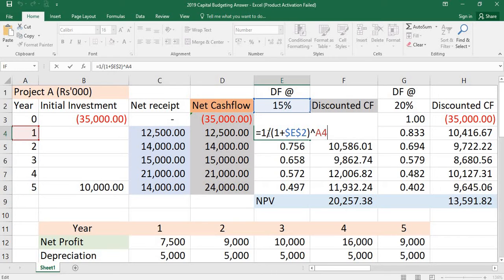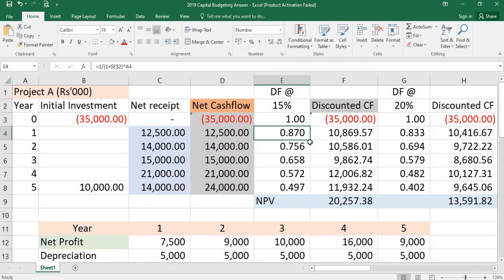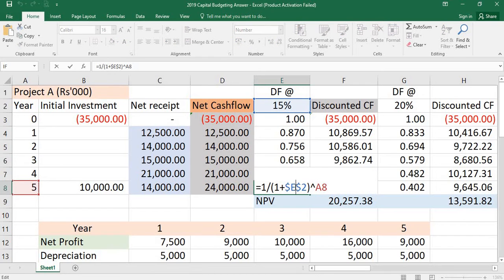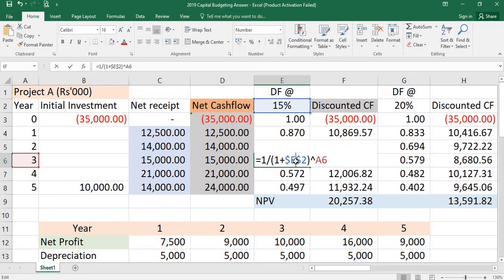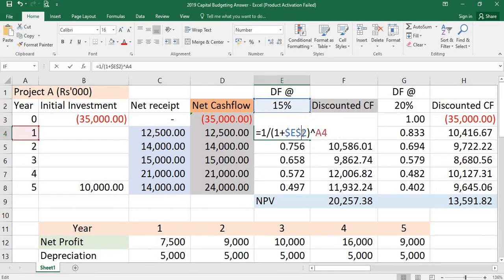You can use the table, or otherwise you can use 1 over (1 plus r) to the power n, where r means 15% and n means the year: year 1, year 2, year 3, year 4, year 5. I have taken these values. Yes, my formulas are correct.